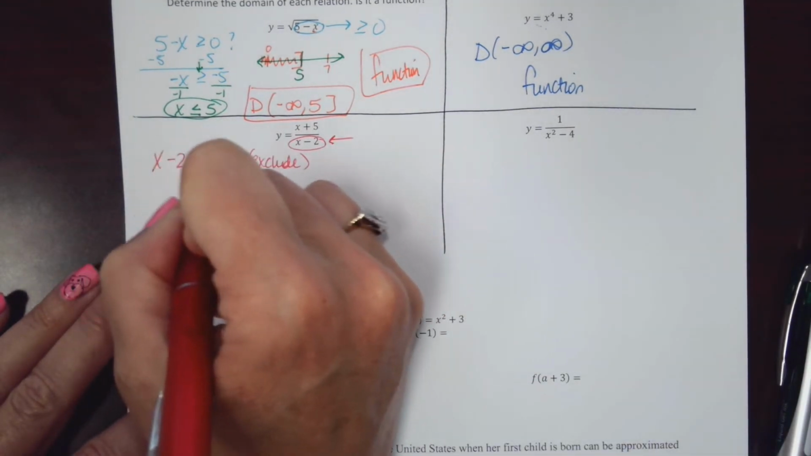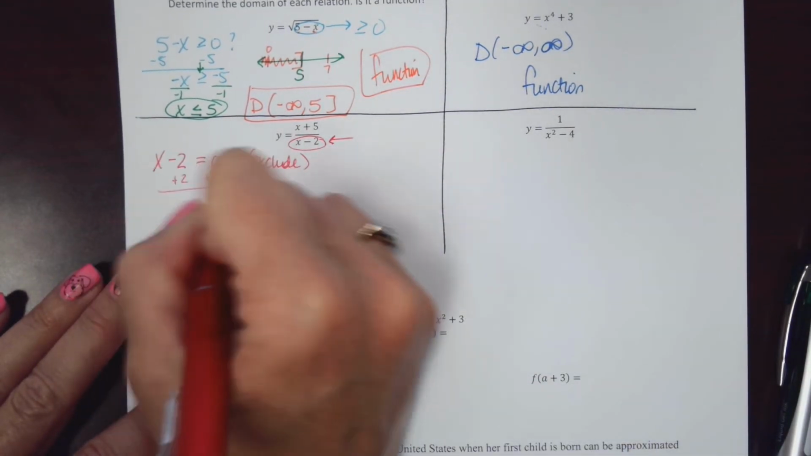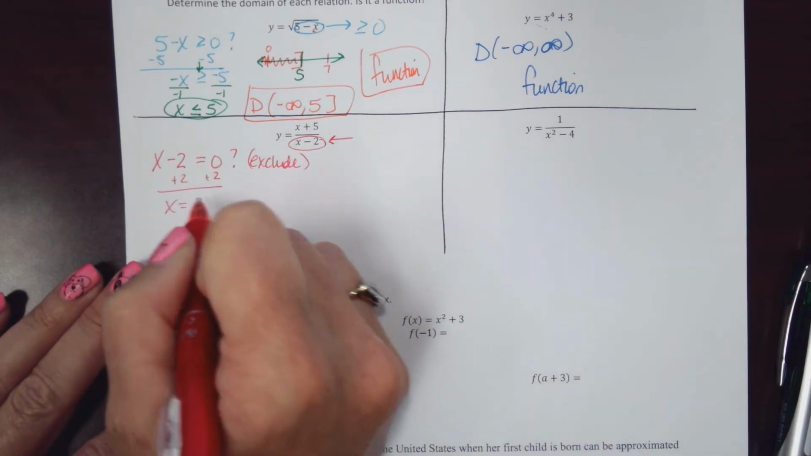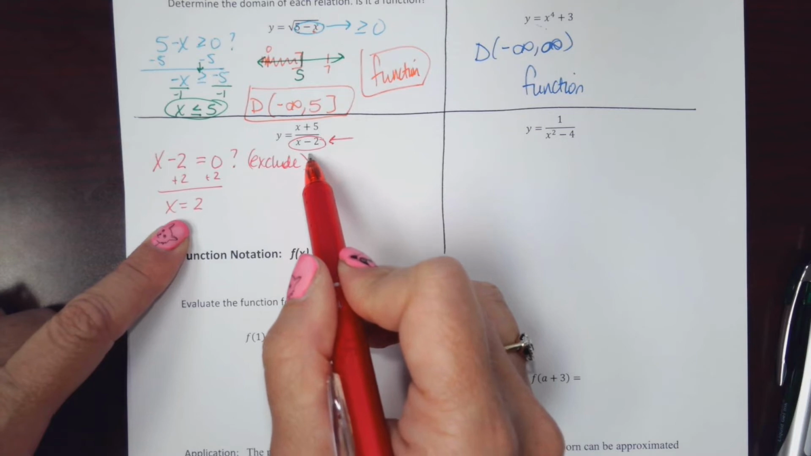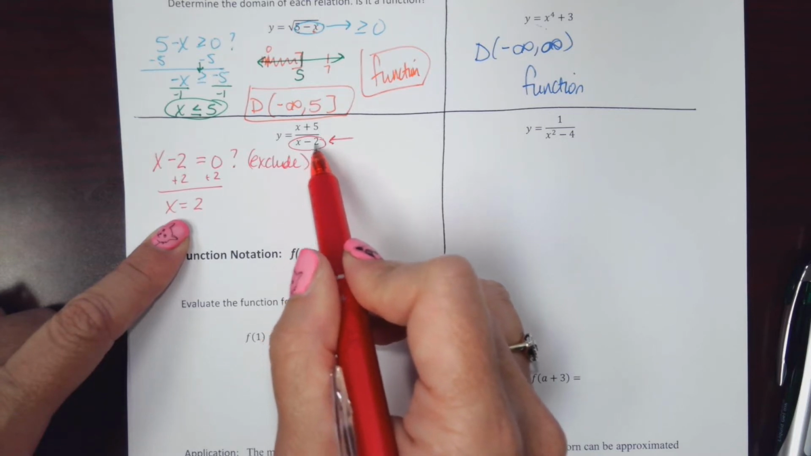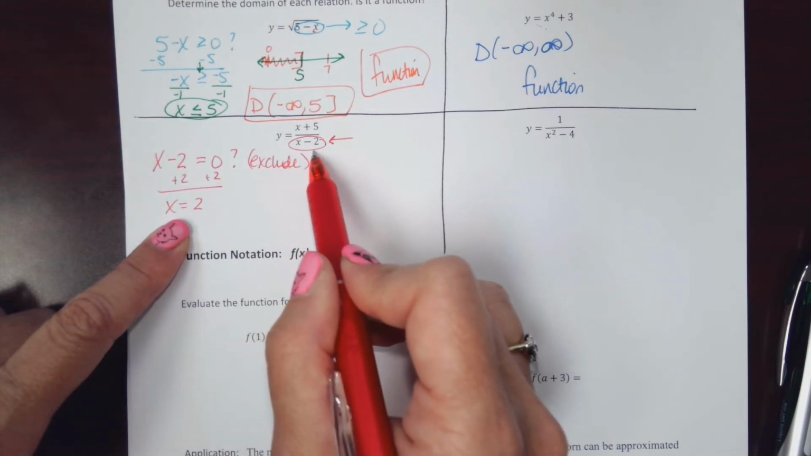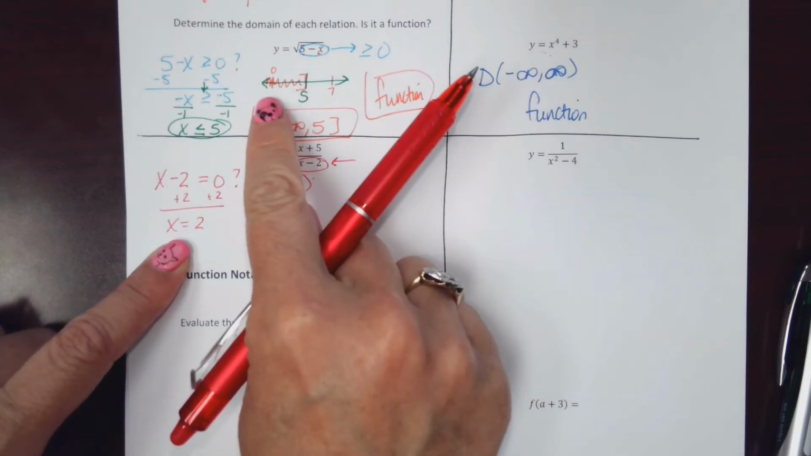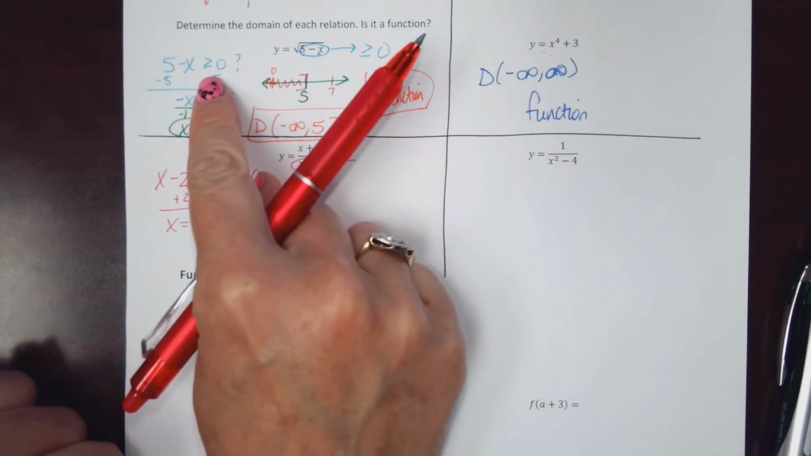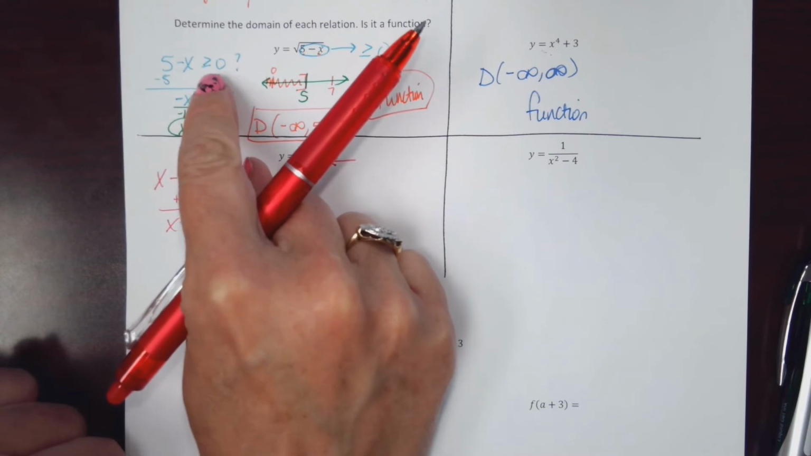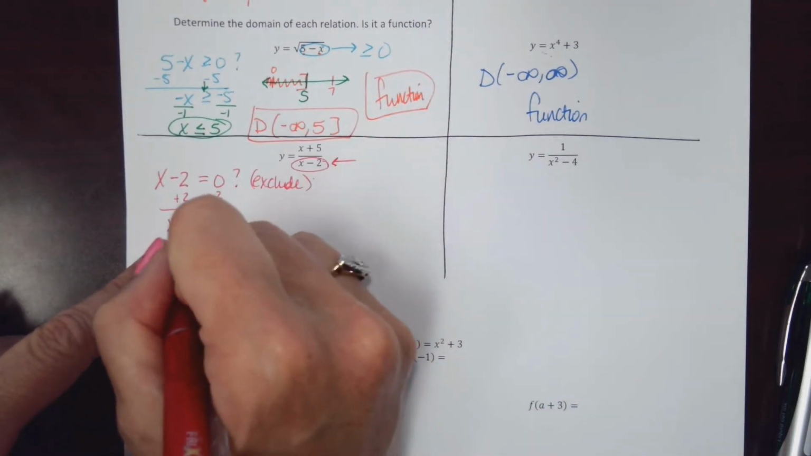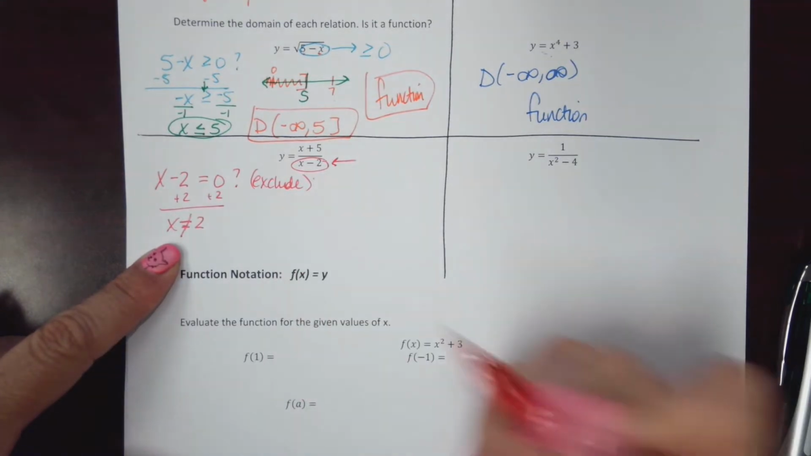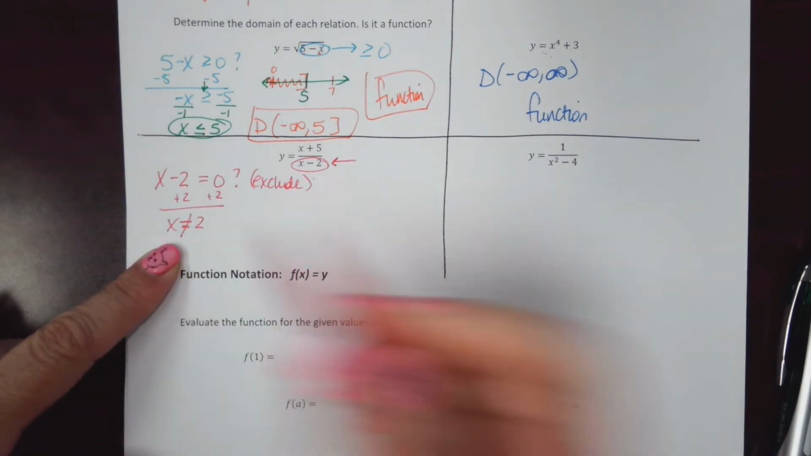Solve for x, I'm going to add that 2 to both sides. I get x equals positive 2. If x is positive 2, I have a denominator of 0. That is where my function is undefined. So unlike this problem up here where we were saying, okay, this is going to give me my domain, for this one I'm saying, what do I need to kick out of my domain? So I need to exclude the value 2.